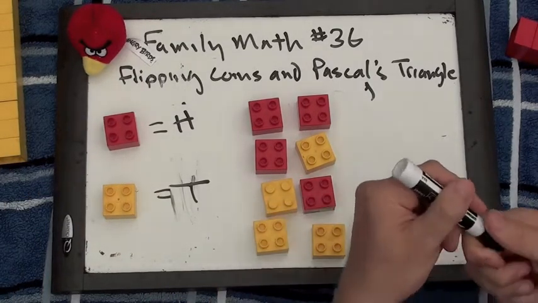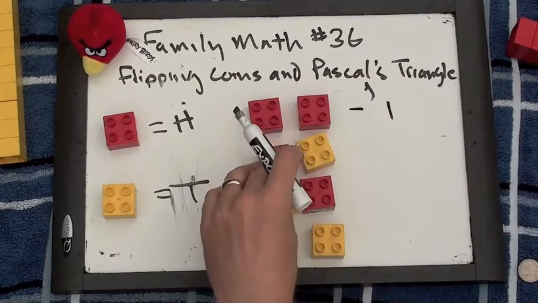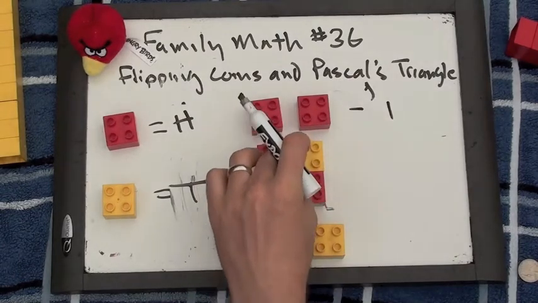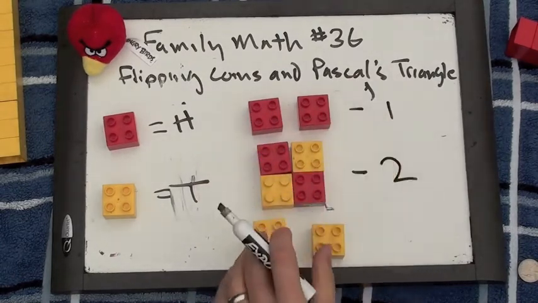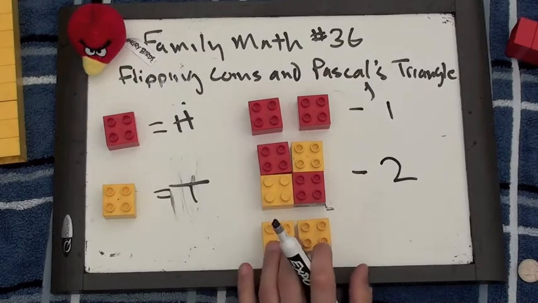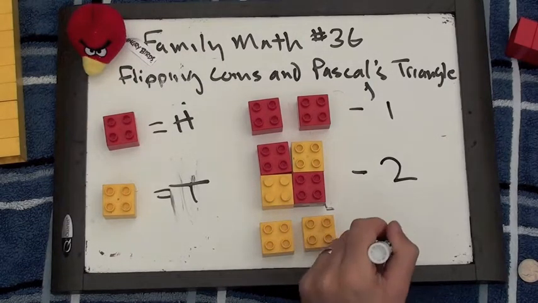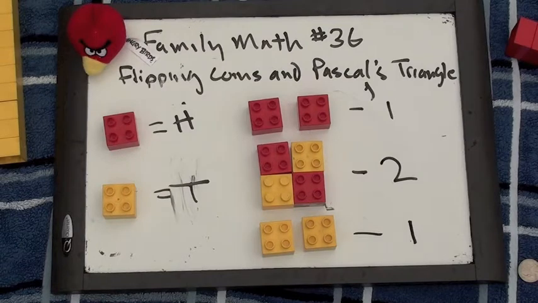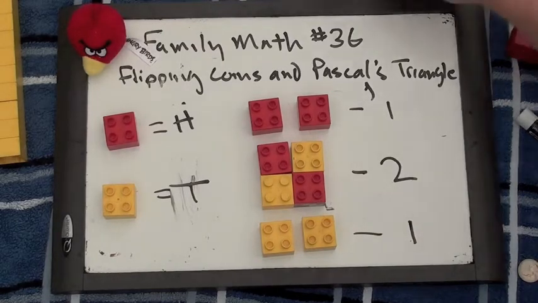So I have one way to get 2 heads. I have 2 ways to get a head and a tail. And I have one way to get 2 tails. Okay, so that's actually not too hard to understand, right? Now let's flip 3 coins, and see what happens.